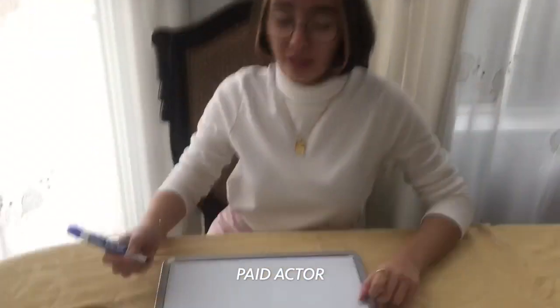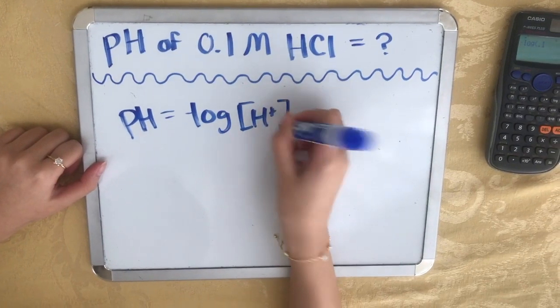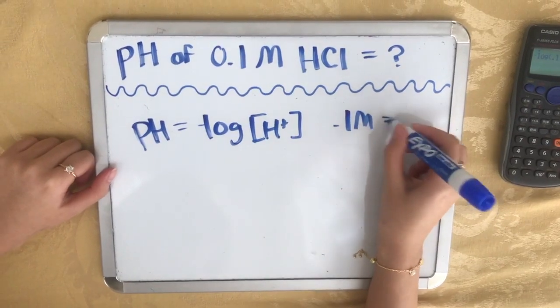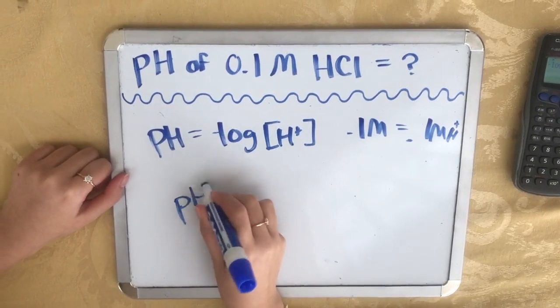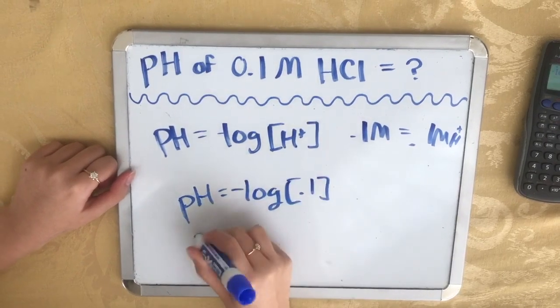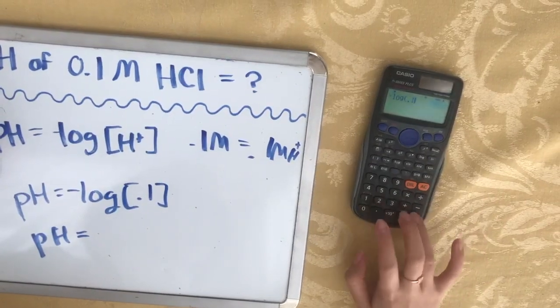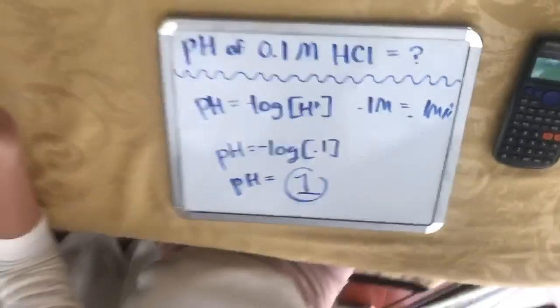I'll use this formula to find the pH of 0.1 molar hydrochloric acid. So, pH is the negative log of H plus. Now in a strong acid like hydrochloric acid, 0.1 molar HCl is equal to 0.1 molar H plus. So pH equals negative log of 0.1. pH is equal to 1. Wow, it works so well.